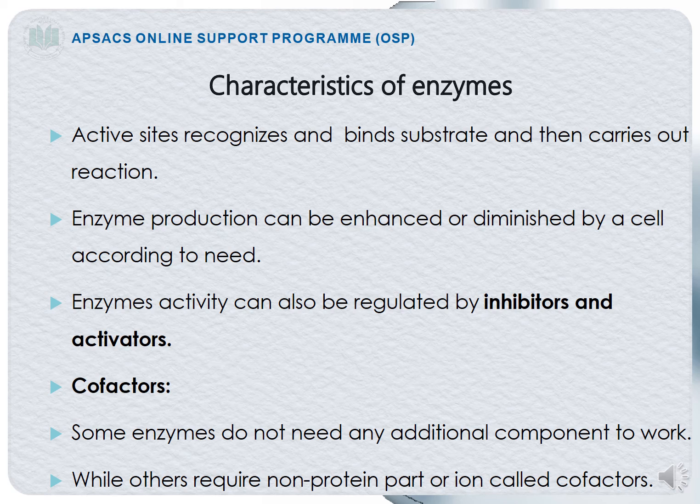And enzyme activity is also regulated by inhibitors and activators. Inhibitors and activators mean that there are some enzymes which we want to inhibit, or to which we want to slow down the reaction. We use inhibitors for these, and for some we need to speed them up, so we use activators. So the enzyme activity is regulated by these two, the inhibitors or the activators.